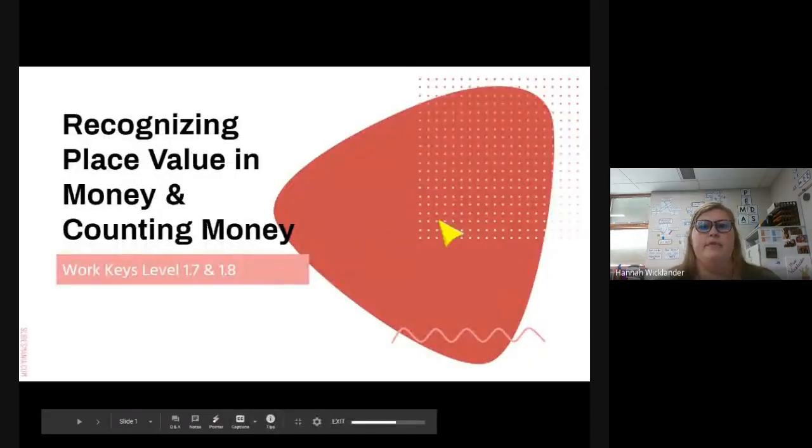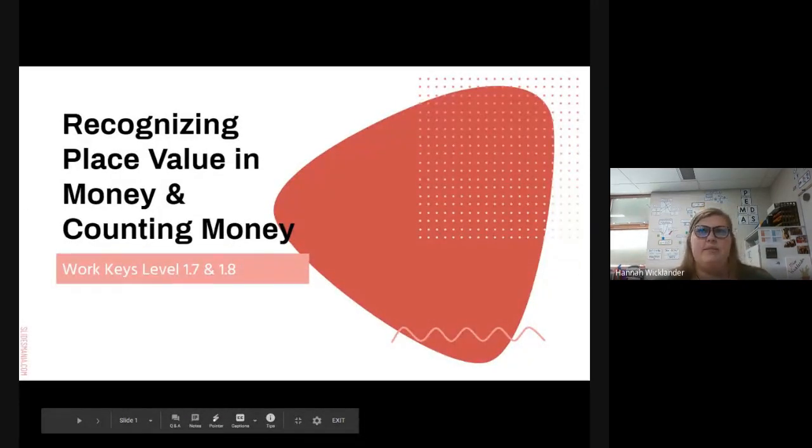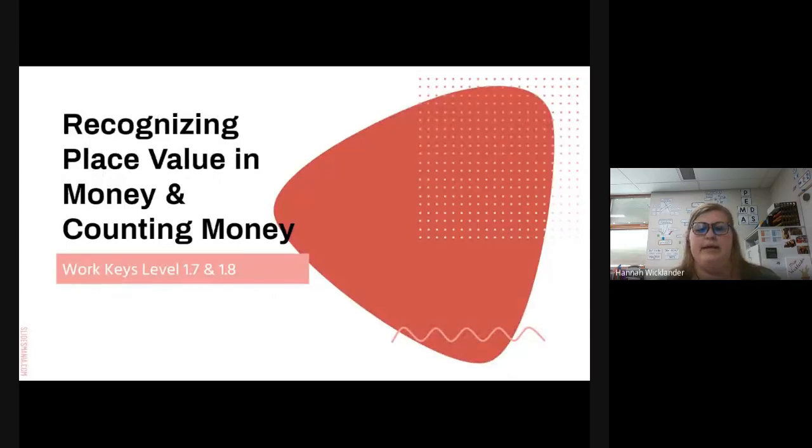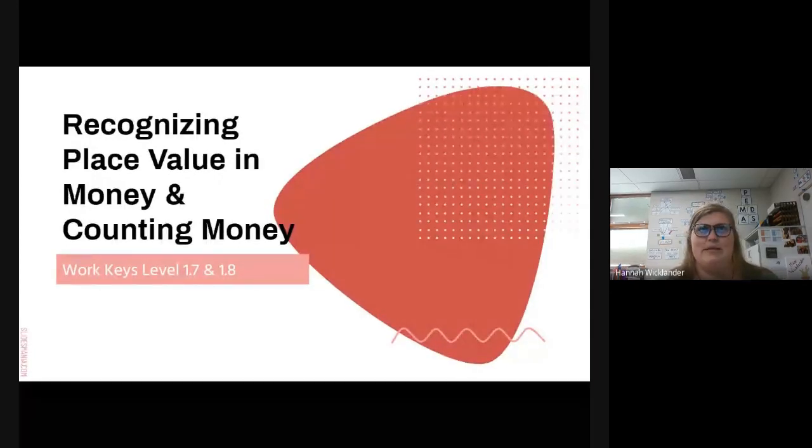Let me present my screen. Okay. Recognizing place value in money is 1.7 and lesson 1.8 is counting money. 1.7 is like 3 slides, super easy.